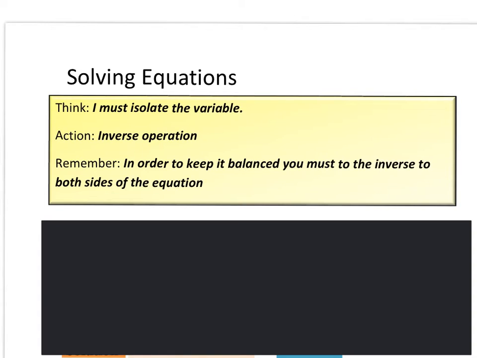Here are the steps we must think about as we solve equations. Number 1, think. I must isolate the variable. That means get the variable by itself. Action. I need to do the inverse operation. That would be the opposite operation. And remember, in order to keep it balanced, you must do the inverse to both sides of the equation.